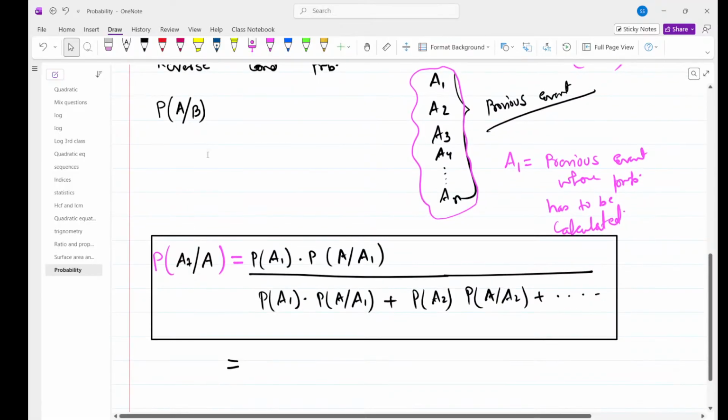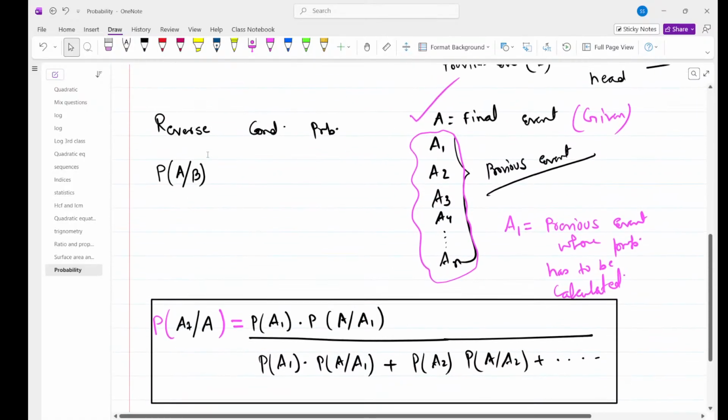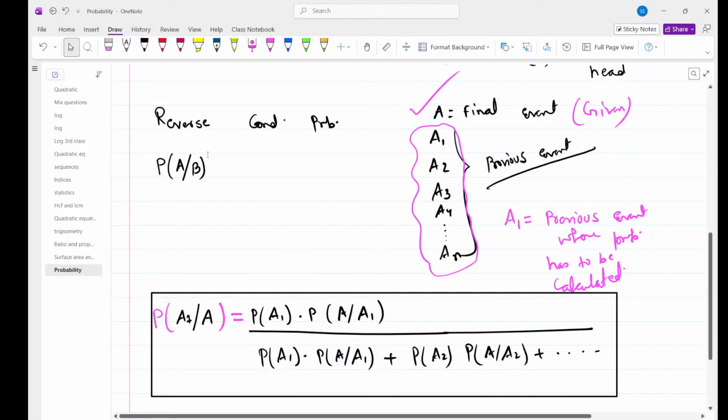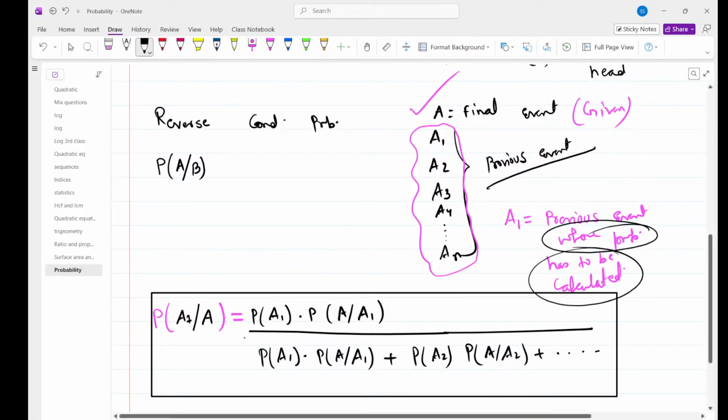Have you understood this formula? What's the pattern? What's A1, A? So A1 is the previous event and A is the final event. A1 is the previous event whose probability has to be calculated. Okay, let me write it. So what is the probability of A1? Write all the events now. Write it.